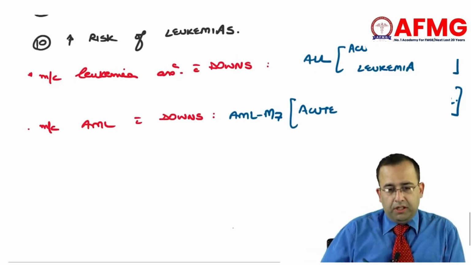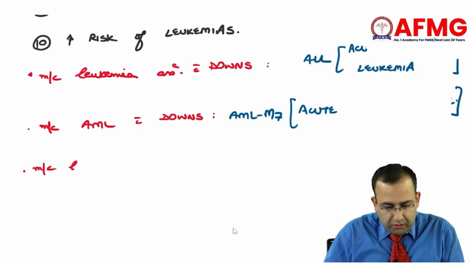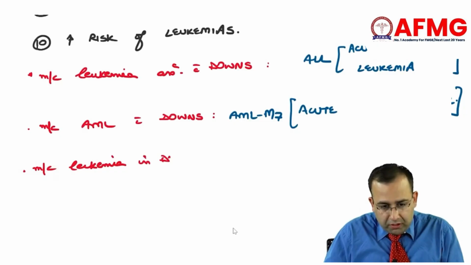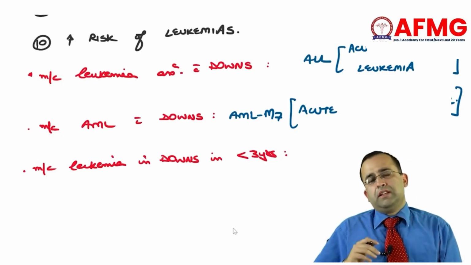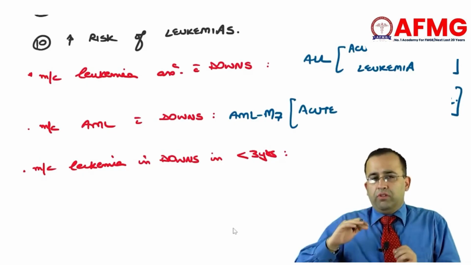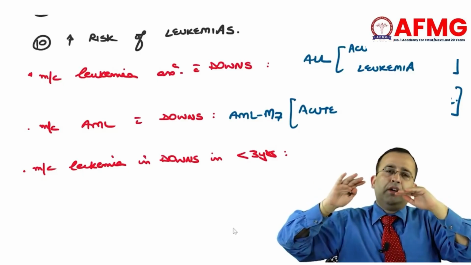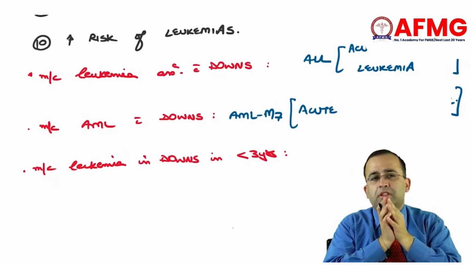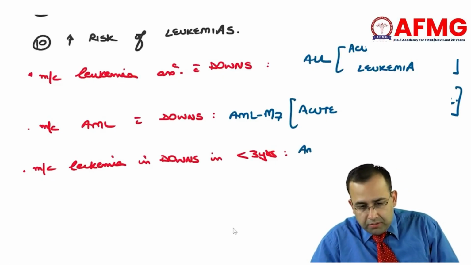Next point. अच्छा, इसका एक वेरिएशन पूछा जाता है. Most common leukemia in Downs in less than 3 years of age. Overall हमने देखा है कि most common leukemia in Downs is ALL. But in a child less than 3 years, most common leukemia in Downs is again AML M7.